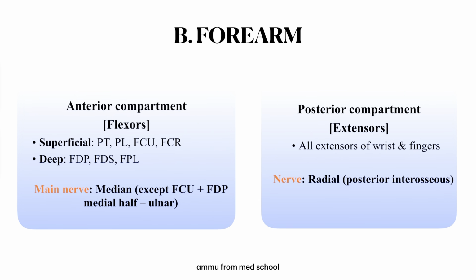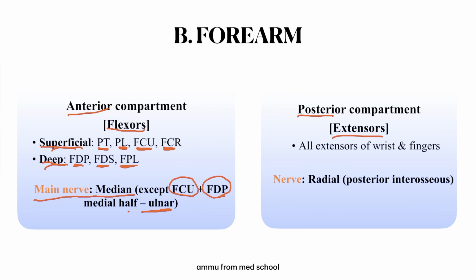Moving on to the forearm, anterior again flexors, posterior extensors. So in the anterior, you have superficial and deep. In superficial, you have PT, pronator teres, PL, palmaris longus, FCU, flexor carpi ulnaris, flexor carpi radialis, flexor digitorum profundus, flexor digitorum superficialis, and flexor pollicis longus. So these are the superficial and deep muscles, and the main nerve is median, which supplies all of these except flexor carpi ulnaris and flexor digitorum profundus, medial half, which is supplied by the ulnar.